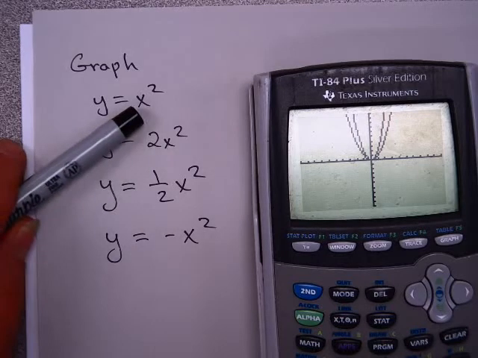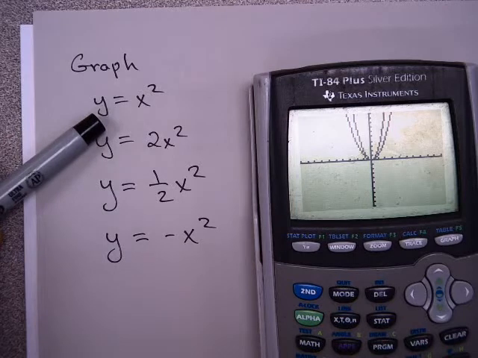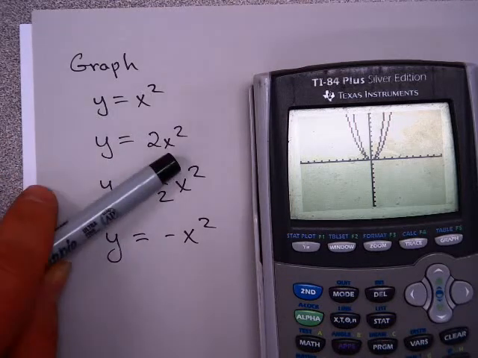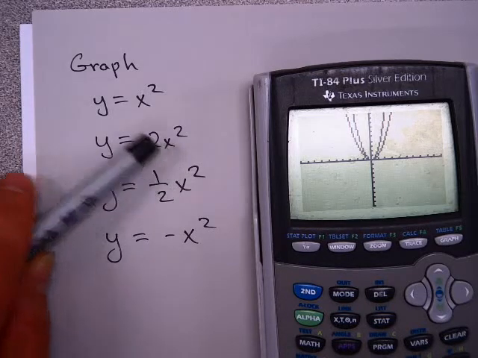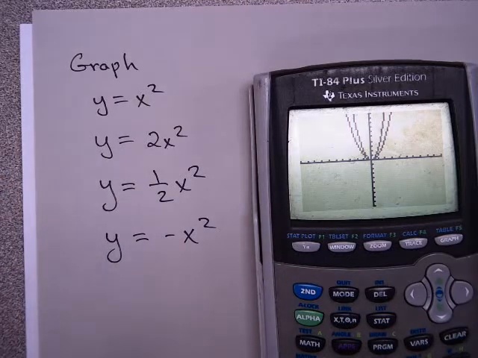If you plug in the value 1, x equals 1, into x squared, you get the answer 1 squared, or 1. If you plug in the value 1 for x into y equals 2x squared, you get the answer 2 times 1 squared, or 2. So that's an increase by a factor of 2.